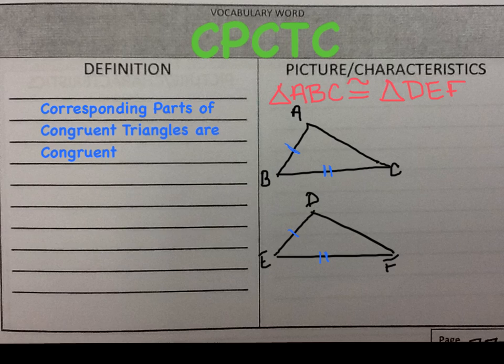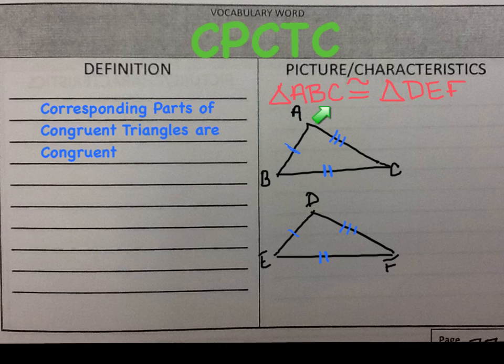And then our last side would be AC is congruent to DF. Okay, it's all about the order. So we can go ahead and mark that. So AC is congruent to DF. Okay, so with a congruency statement, we're able to label all of our congruent sides.